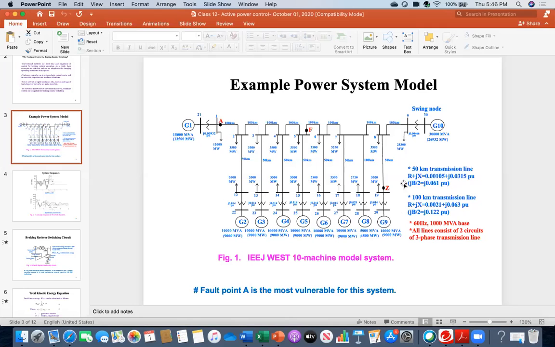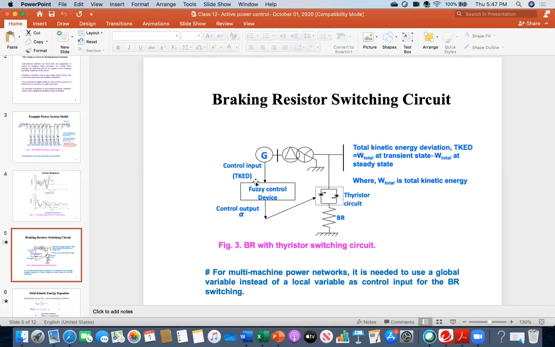Therefore, at that time, you have to collect their kinetic energy. Kinetic energy is half mv square, or we looked at the equation before, half J omega square. So half is half, omega is the measured speed, and J is the moment of inertia. That moment of inertia you can calculate from the H value, like before we solved some problem a few classes back. So you have to measure the speed from each generator, collect those signals, sum them up here and make that difference. So that's why the input is total kinetic energy deviation, TKED, W total.